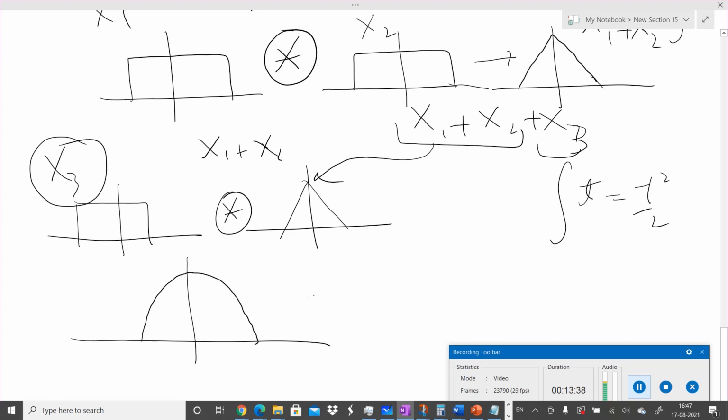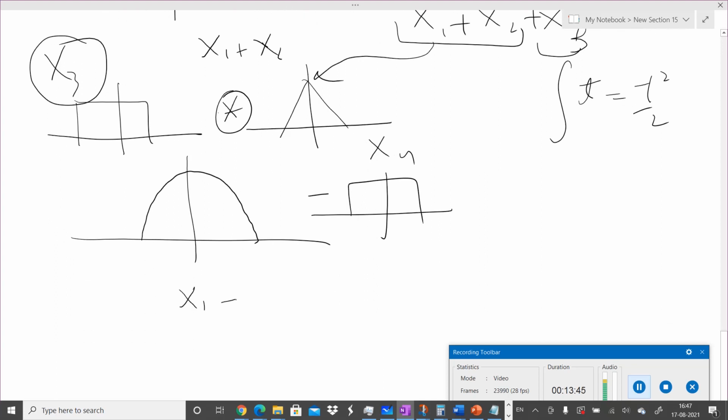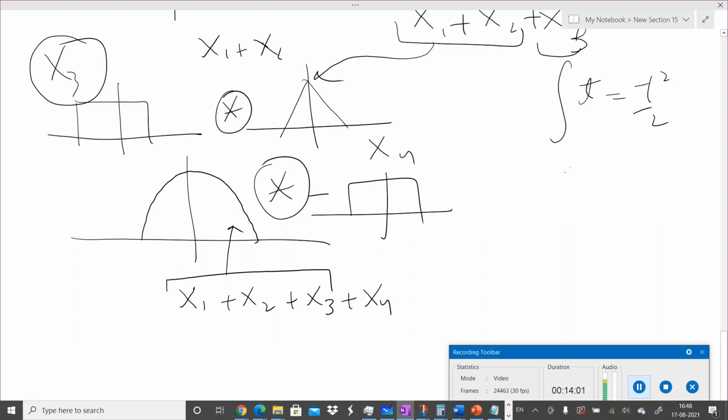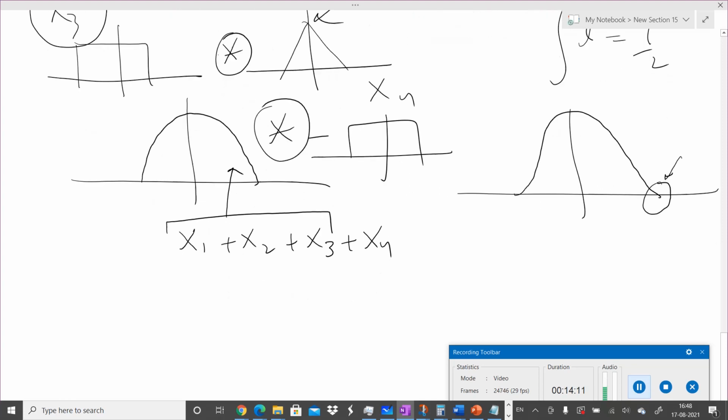Now suppose I add one more random variable x4, which is again a uniform random variable. What will be its distribution? You are basically doing x1 plus x2 plus x3 plus x4. Now x1 plus x2 plus x3 has this parabolic distribution. Adding one more uniform random variable x4, it will be the convolution of a rectangle with a parabola, so it will be a cubic type of curve. Now the tail will start going up, because a cubic term has a tail.